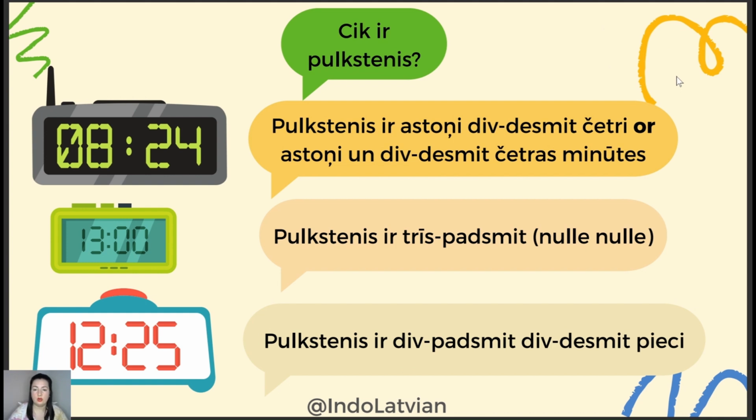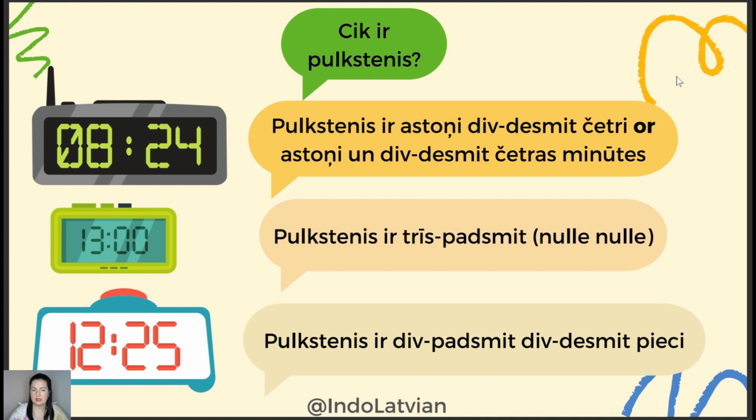8:24 or 8:24 minūtes. This is the more difficult way of telling the time because here conjugations are in place, so means grammar are in place. But you can also use it. But that's another level of Latvian language. So for basic, you just need to know 8:24. Yeah, pulkstenis ir 8:24.